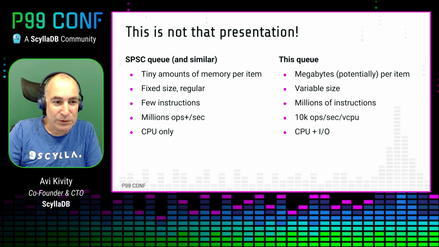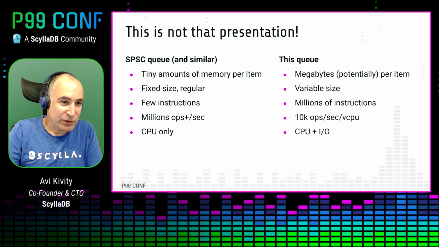So while those usual single producer, single consumer queues use tiny amounts of memory, this queue manages megabytes per item queued. Those queues are typically very regular, using fixed size items, while this queue manages variable size items, can be from hundreds of bytes to many, many megabytes. Those queues, since they are hyper optimized for performance, they take just a few instructions per item, whereas this queue is really administering other operations. So it manages millions of instructions per item, at least potentially.